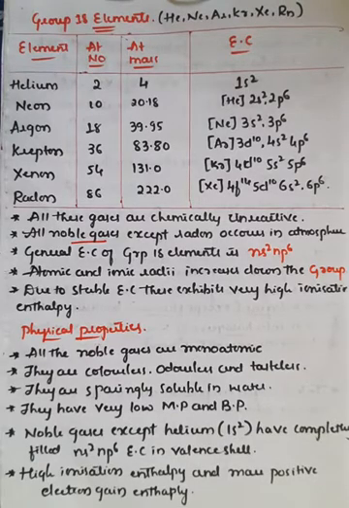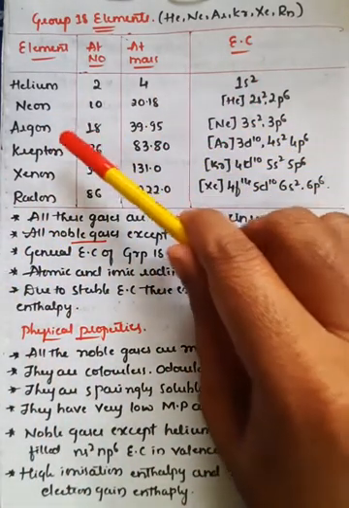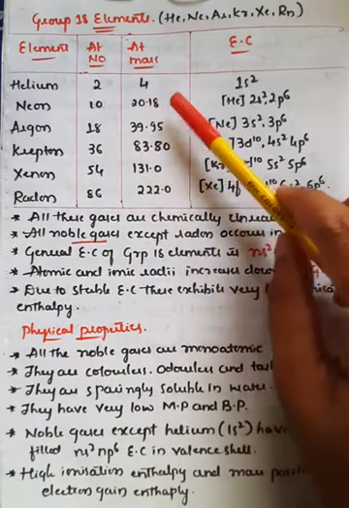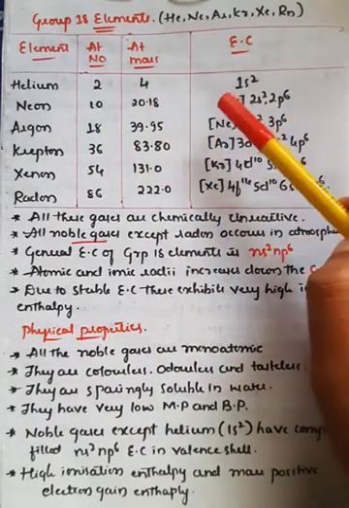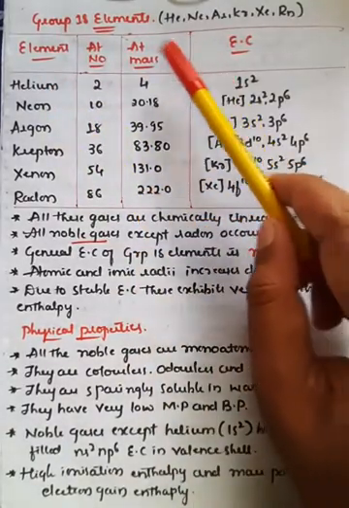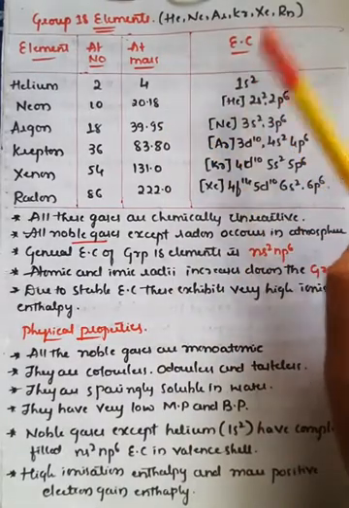There are 6 noble gases in the p block, which means overall in the periodic table. These are categorized under group 18, also known as noble gases. Here I have made a 4 column table for clear understanding: element, atomic number, atomic mass, and its respective electronic configuration. Helium is the first element in group 18, atomic number is 2, atomic mass is 4, electronic configuration is 1s2.